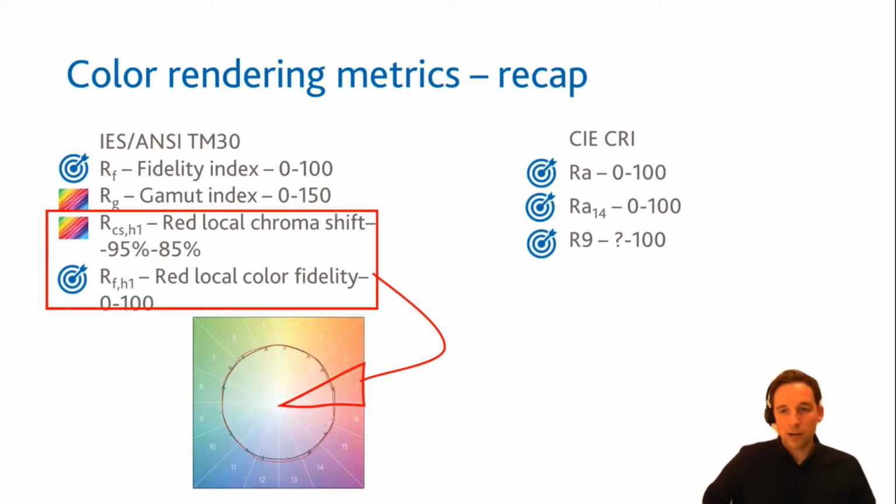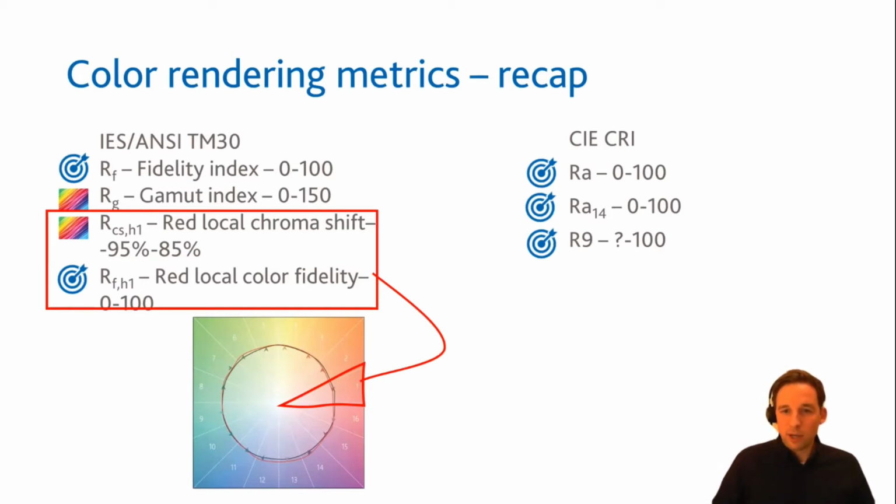If we just skip to the bottom quickly and look at that other bullseye symbol, you have the very catchy Rf,h1, which is the red local color fidelity. That again tells you how close you are to the reference source when you are just looking at one small area. Now that area is the red area of the spectrum, and that's indicated with that red triangle below it with the label one. And that within TM-30 speak is called hue angle bin one, but for this, we're just going to call it the red area of the spectrum.